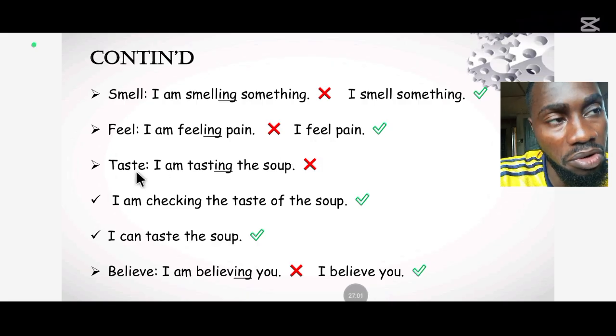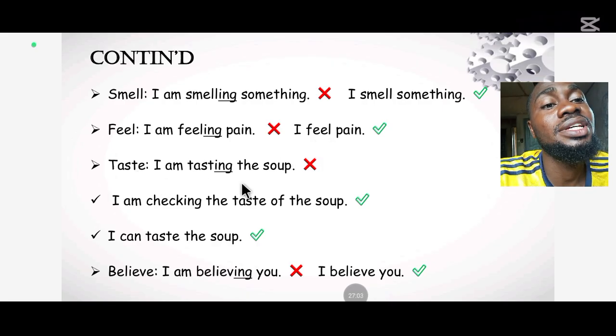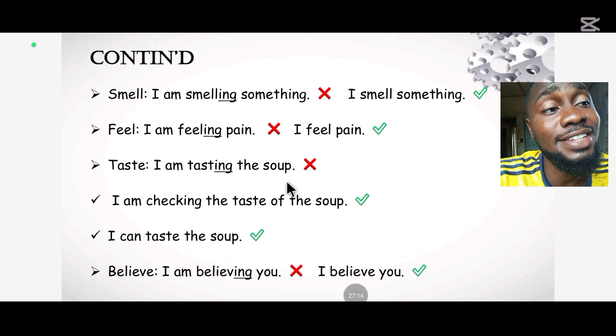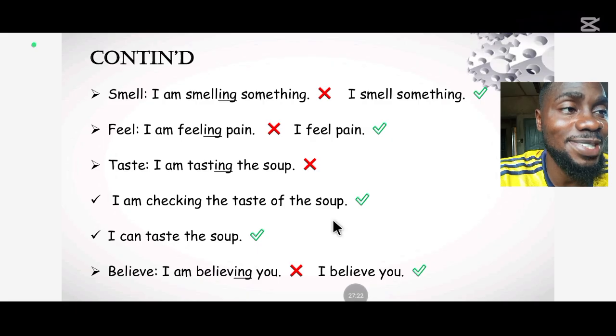Taste, also part of the five senses of man. "I am tasting the soup." Wrong. A common mistake made by many Nigerians. So you have learned that that's a wrong expression. Instead say "I'm checking the taste of the soup," which is correct. "I can taste the soup" is also correct.